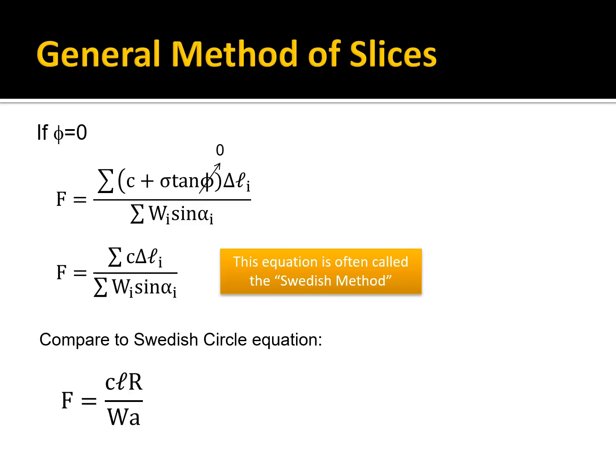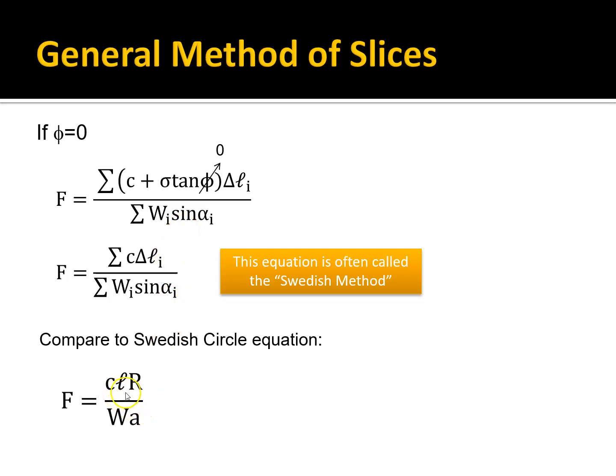Furthermore, if phi is equal to 0, then this term goes away, and we're left with F equal to the sum of C delta Li divided by the sum of Wi sine alpha I. This is sometimes called the Swedish method of slices, because if you compare it back to the general Swedish circle equation, which was based on a single sliding mass without slices, notice the similarity.